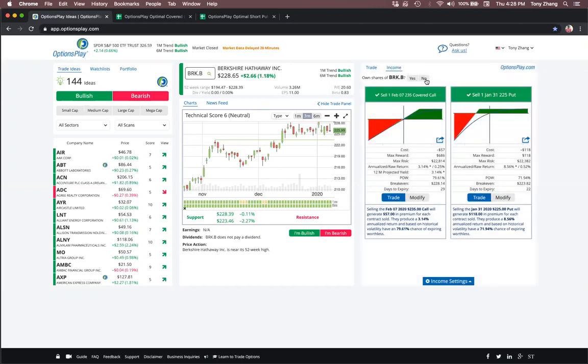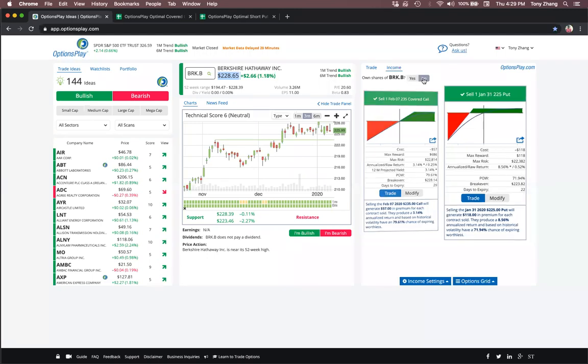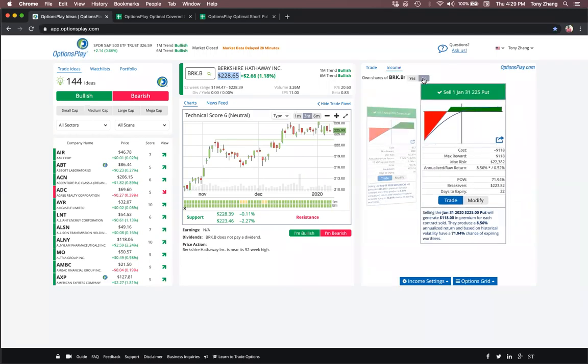If you wanted to place a limit order, you would place a limit order at the price that you want to purchase the stock at. So here, the stock's trading at 228 right now. On the income tab, you'll have 2 choices. You can either say I own shares of Berkshire B, or you can say no, I don't own shares of Berkshire B. Because we're trying to acquire these shares, I'm going to select no. And as you can see here, it's telling me to sell the January 31st 225 puts.